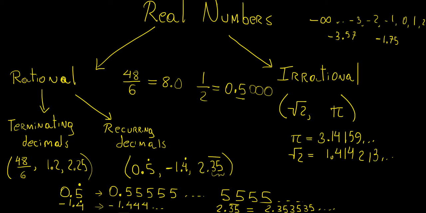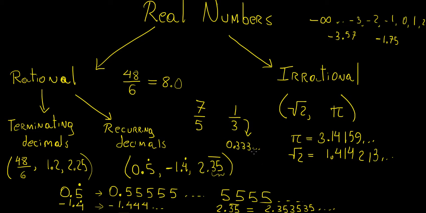Now, moving on to the irrationals. This is a little bit more complex because irrational numbers are very strange. They usually have an infinite number of decimal places, and they cannot be expressed as a simple fraction. A simple fraction would be something like 7 on 5 or even 1 on 3. To give you an example of that, 1 on 3 would be something like 0.333 and so on. So it has an infinite number of decimal places because the 3 is being repeated all the way to infinity. But it is still expressed as a single fraction, so this is still a rational number.